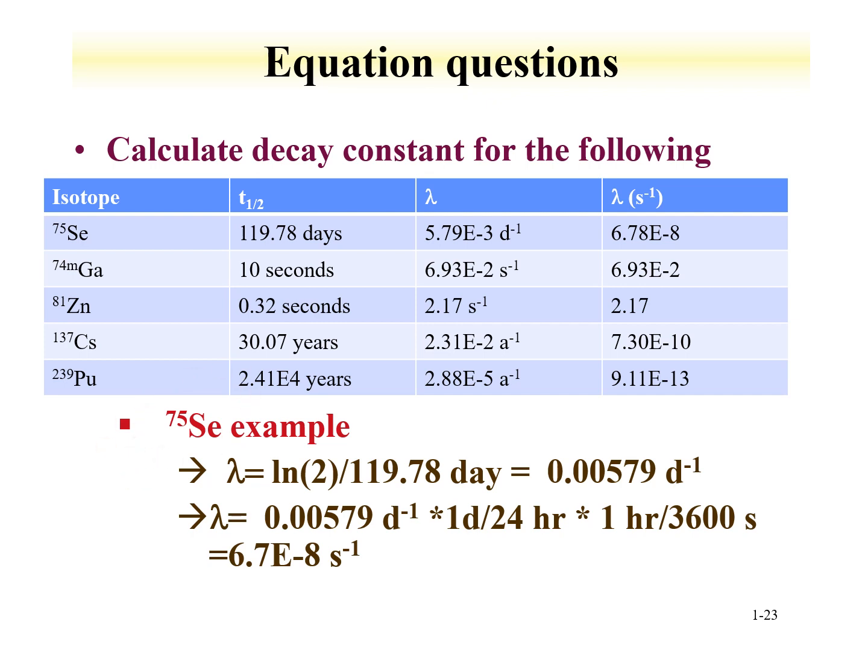selenium-75, the half-life is 119.78 days. Log 2 divided by 119.78 days is equal to 5.79 times 10 to the minus 3 inverse days. But if I want that in seconds, convert the days to hours, hours to seconds, and then I get the decay constant in seconds.